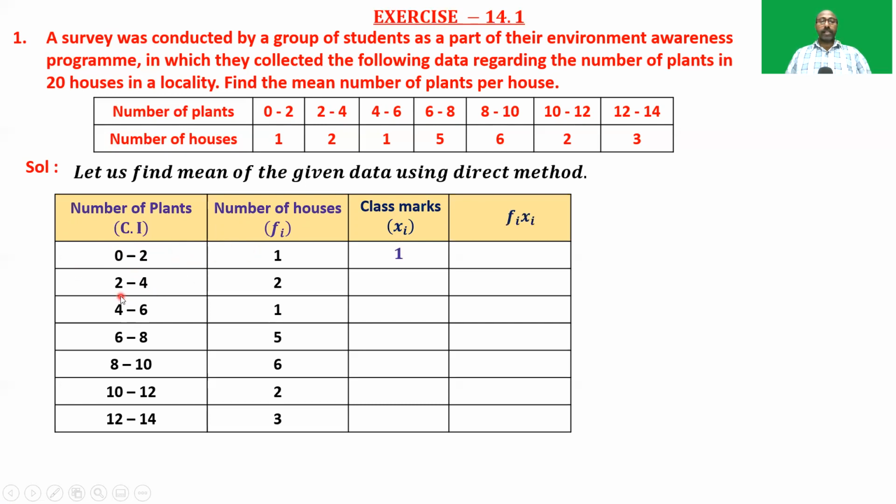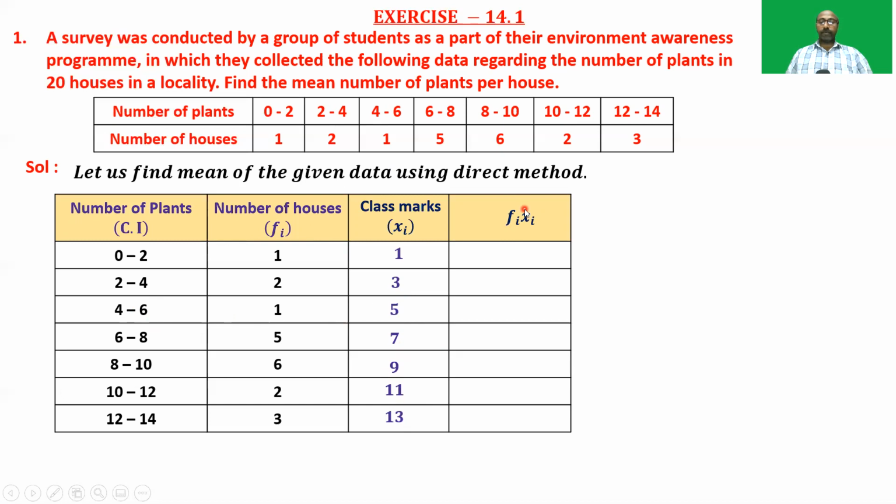And the class mark of 2 to 4 is 4 plus 2 by 2, that is 3. And similarly, the class mark of 4 to 6 is 5. The class mark of 6 to 8 is 7. The class mark of 8 to 10 is 9. The class mark of 10 to 12 is 11. And 12 to 14 is 13.